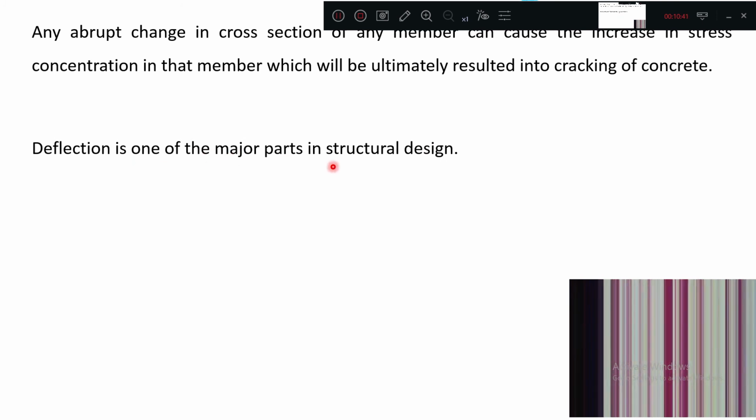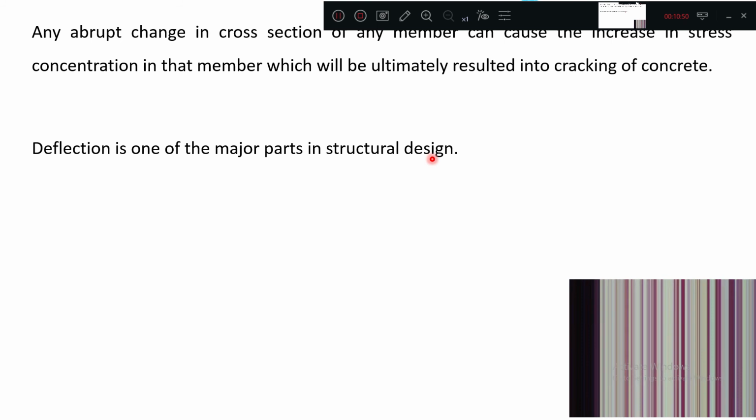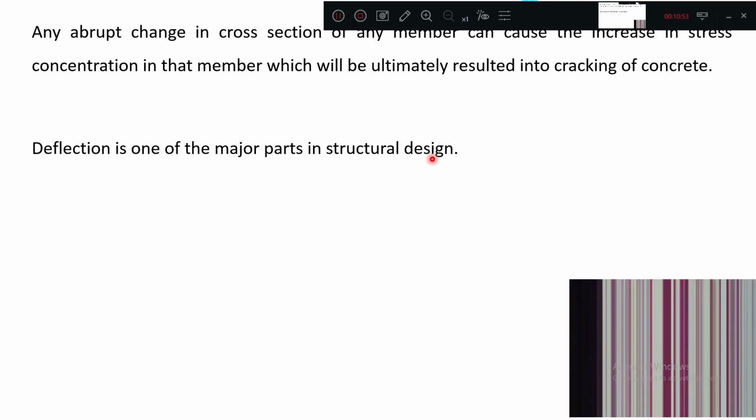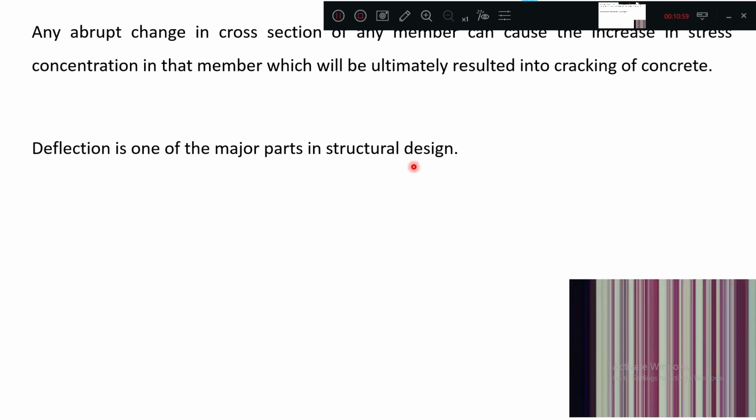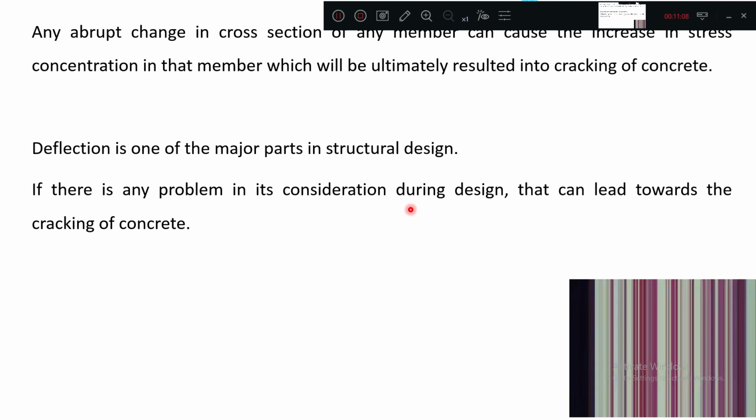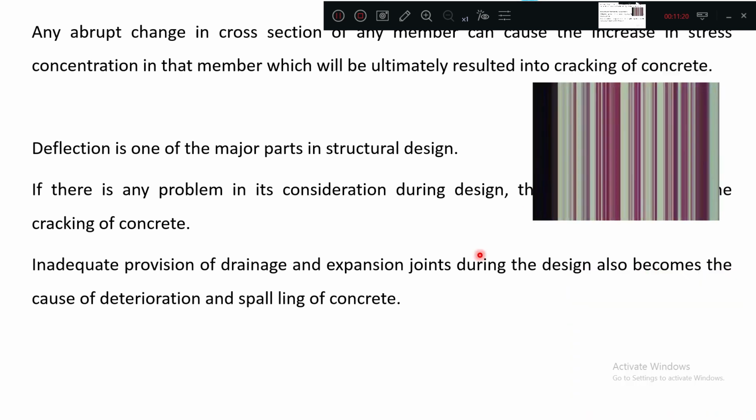Deflection is one of the major parts of the design. The L by D ratio, the span to depth ratio, should be continuously checked with respect to IS serviceability limits and collapse limits. Deflection is very important. More deflection will lead to cracking of concrete, and it will give an insecure feeling to the users. If deflection is not within the permissible limits, it will obviously lead to cracking. These are the serviceability criteria of concrete structures.